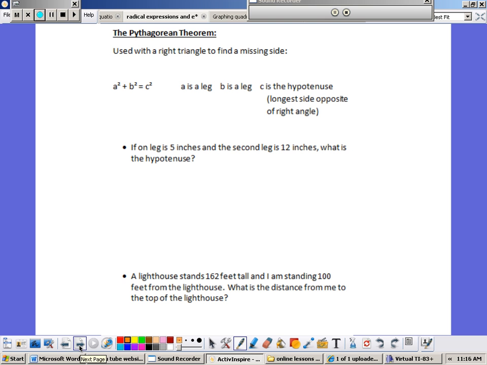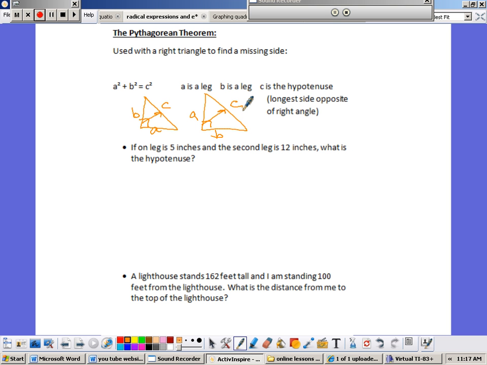Practice, practice, practice. Okay, the Pythagorean theorem is used with right triangles to find a missing side. A and B are your legs, and C is your hypotenuse, which is your longest side that's opposite your right angle. A and B can be either one. It doesn't matter which you call A. You call this A and this B, but that's definitely C because it's across from the right angle. Or you can call this B and this A, and that's definitely C because it's across from the right angle.